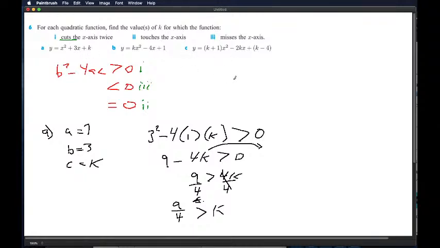So there's a very generic, simple way to remember this. You're looking for a question that says two repeated roots, which means it touches the x-axis, that's repeated roots. Misses the axes is non-real roots. And then two distinct roots are cutting the axes twice.